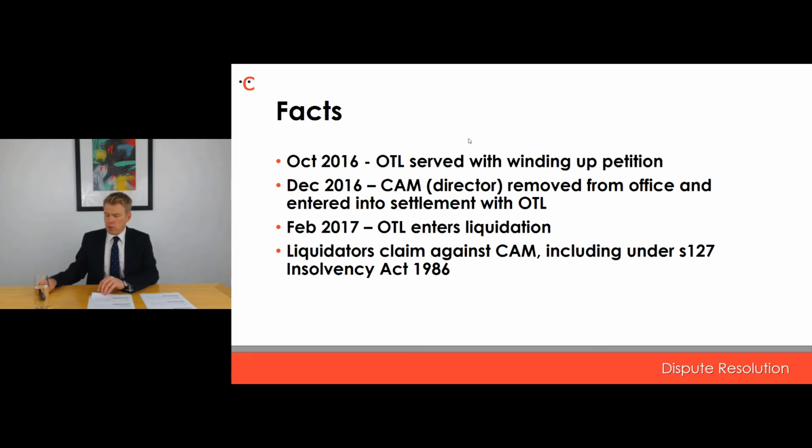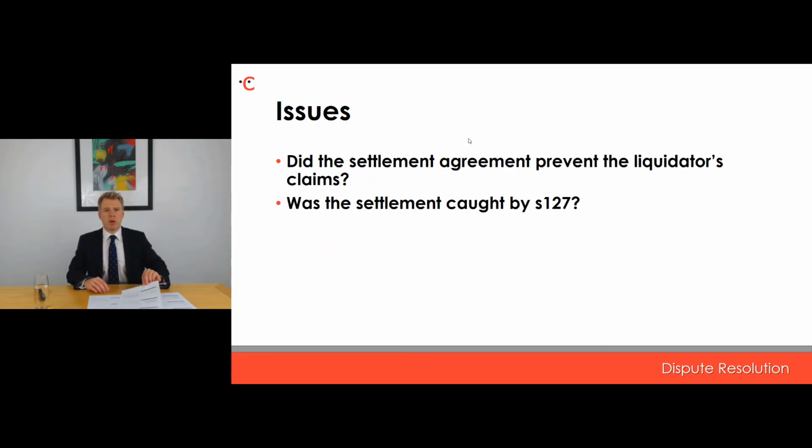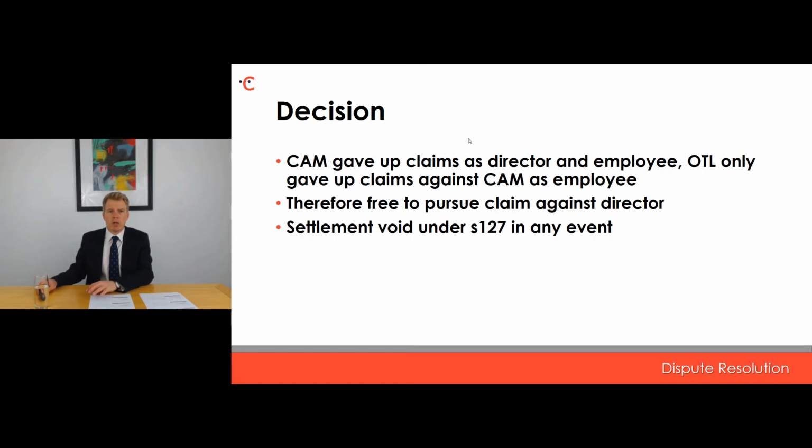So the court had to consider a couple of points. Firstly, did the settlement agreement, remember of course that the company had already settled its claims reportedly with the director, prevent the liquidator making further claims against the director? And secondly, even if the liquidator lost that point, could he say that the settlement was void, it had no effect because of Section 127 of the Insolvency Act? And the liquidator actually won both points. Only need to win one, but they won on both grounds.